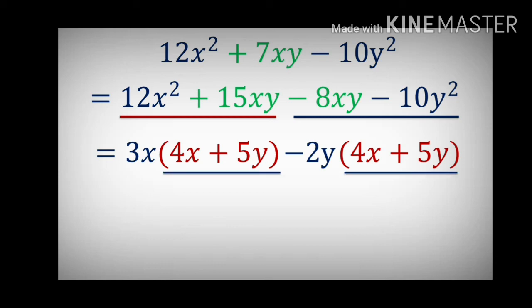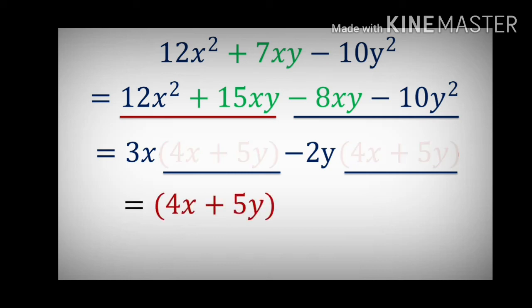So here we can see 4x plus 5y is common. We will take out the common. Now when we take out 4x plus 5y, we are left with 3x minus 2y. That's the factorization.